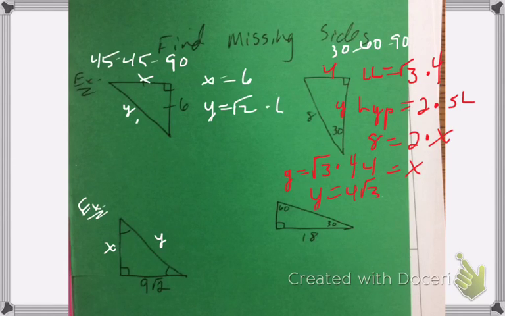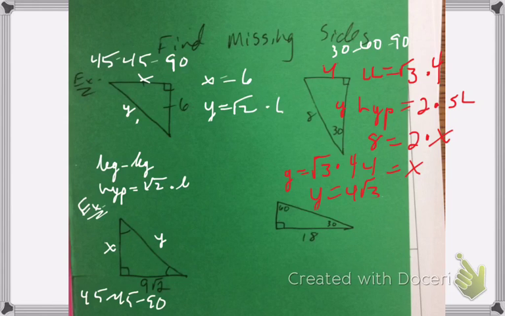This is a 45-45-90 triangle. Okay, so that means I'm going to use these two equations. Leg equals leg, and hypotenuse equals radical 2 times the leg, right? So this guy is a leg. This guy is a leg. So my first equation turns into x equals 9 radical 2. Good. Done. Found x.